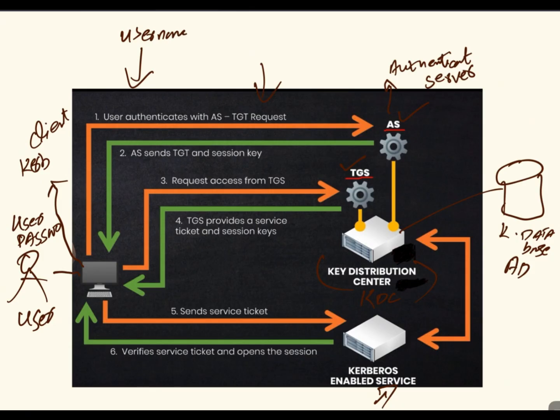Client only sends the username, the identity, no password. That is important. So the password is never sent over the network. The password is kept locally on the client. So it only sends a username in this first step, in this flow. The user authenticates with the AS, so it will never send the password. It will only send the username for identity purposes.